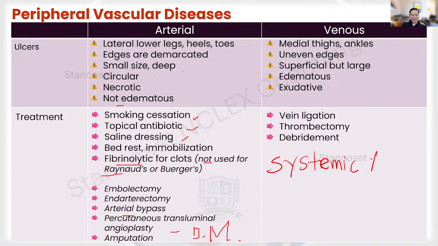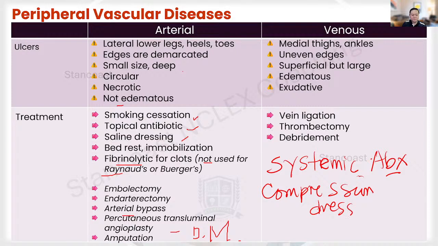Systemic antibiotics. Let me just shorten that. That's another treatment, and this is going to treat the infections. And also, there is also a need for us to apply compression dressing. And this is also going to allow the application of, let's say, alginate. Have you heard about the alginate dressing? It's quite expensive. This is going to help reduce the swelling and also support the venous return. It will also improve the circulation.